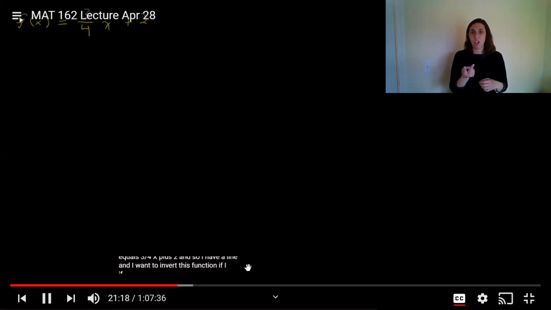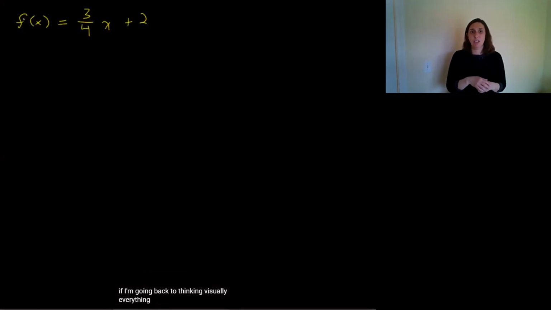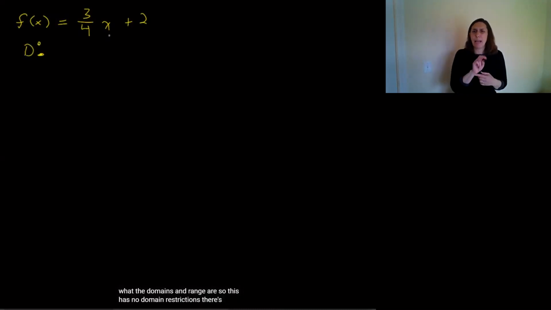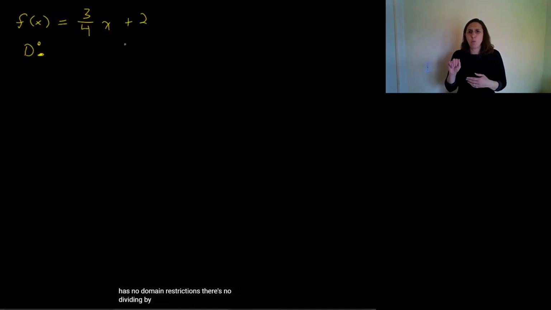If I'm going back to thinking visually, everything in my domain becomes the range. So one of the things I do when working with functions is I want to know what the domain and range are. This has no domain restrictions. There's no dividing by anything with the variable, and there's no square root with anything including the variable. So we have the ability for x to be an element of all real numbers.